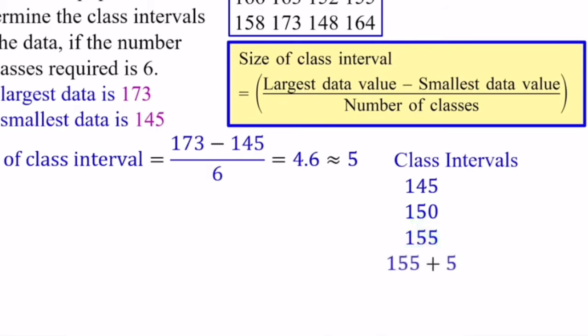Okay, so for the upper limit we have to be very careful. You cannot take 145 plus 5, because 145 plus 5 you get 150, which is the lower limit. That means the upper limit should be 149, isn't it?